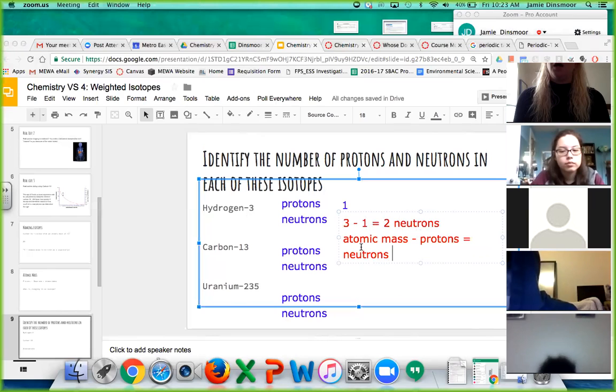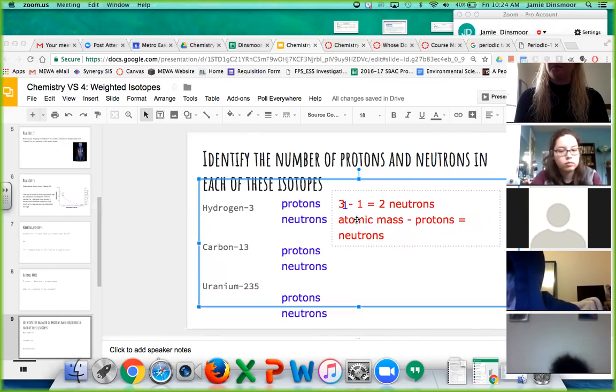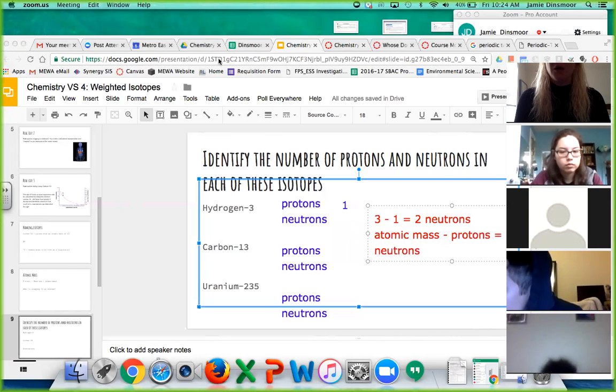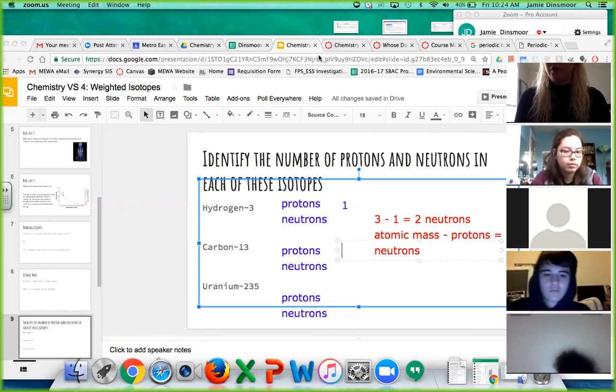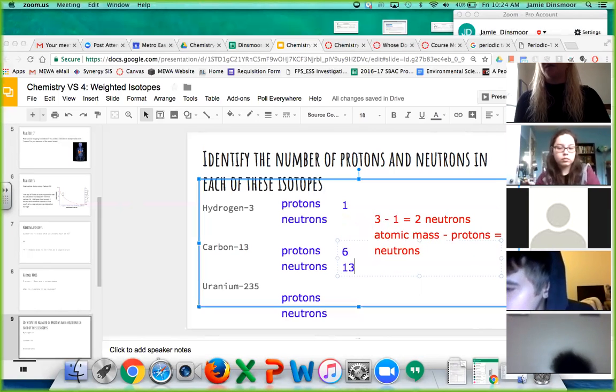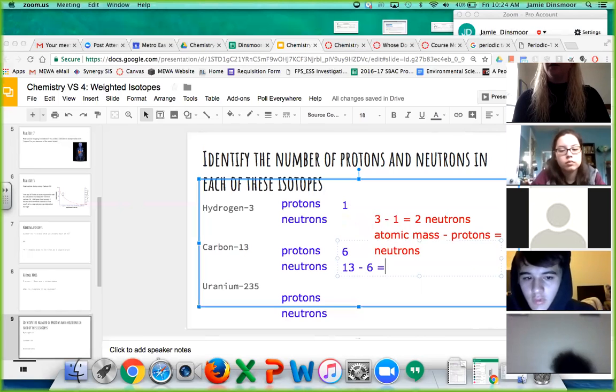Okay, what about carbon 13? This one I kind of gave away earlier, but we have 6 protons in carbon, right, which we could go to the periodic table to confirm, and it does have an atomic number of 6. Neutrons, right, we're seeing here that we have 13 as our atomic mass. We're going to subtract our protons to get 7 neutrons.